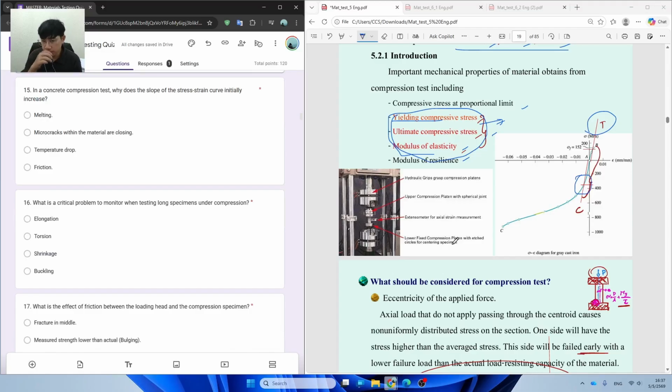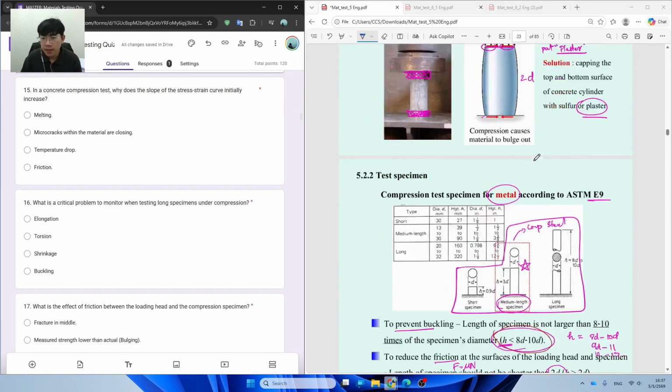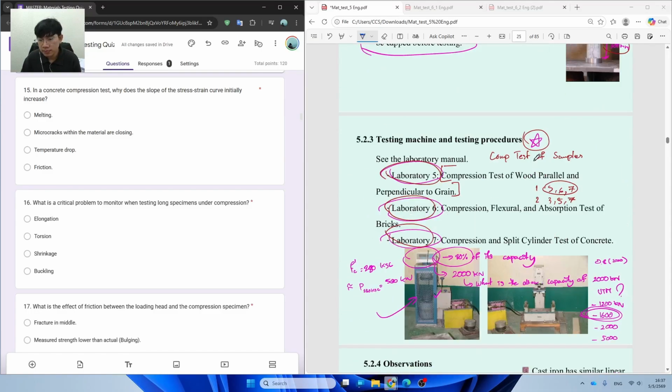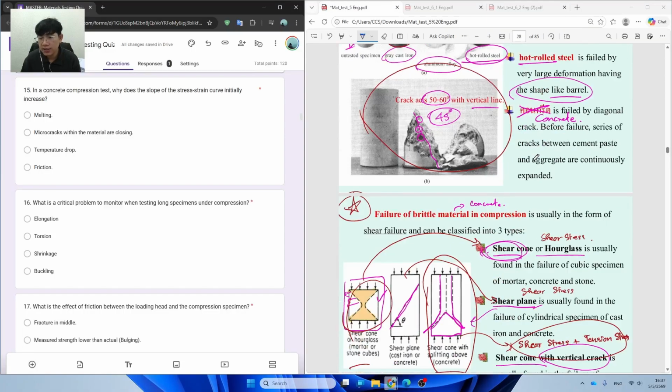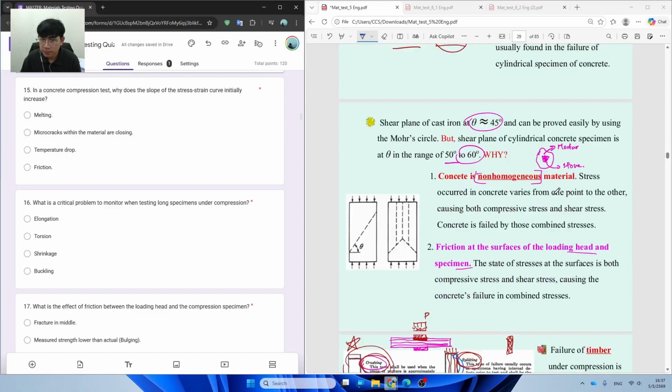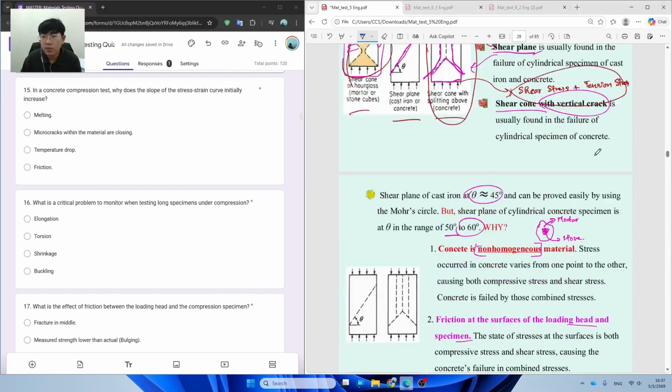Question number 15. In a concrete compressive test, why does the slope of the stress-strain curve initially increase? Okay, just only a simple point. Because concrete has some void in it. Okay, concrete has some air void in it.